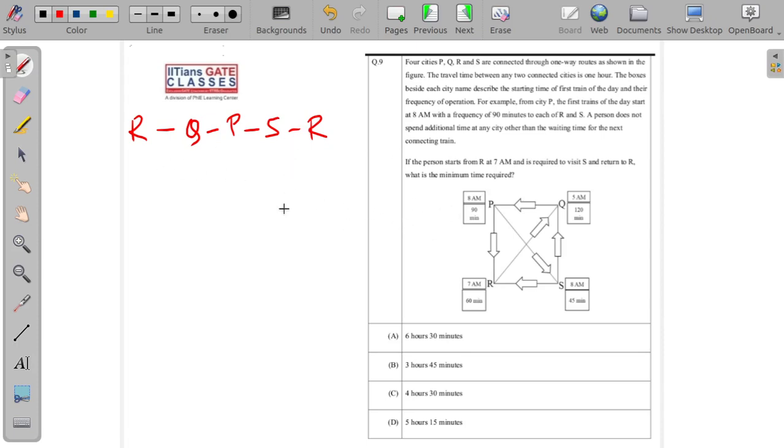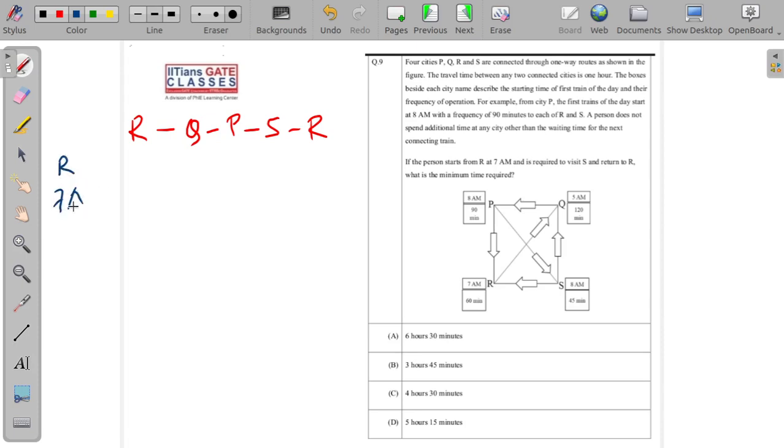So for this path, what is the shortest time possible? That we have to find out. Before we do that, let's prepare ourselves a little bit. What are the trends we are seeing? The trains themselves, the train timings. What are the possible train timings? We should see. So let me start with R.